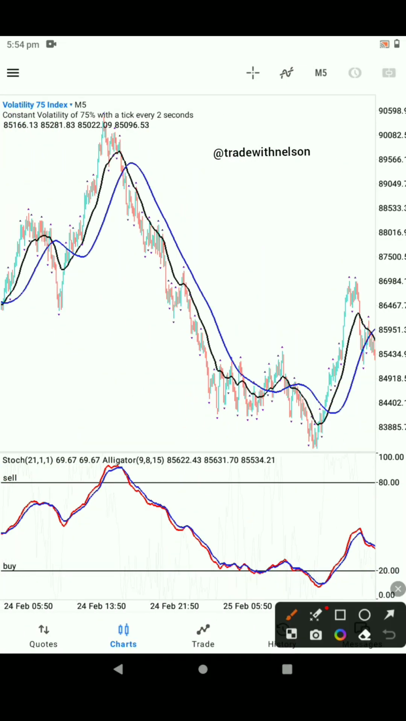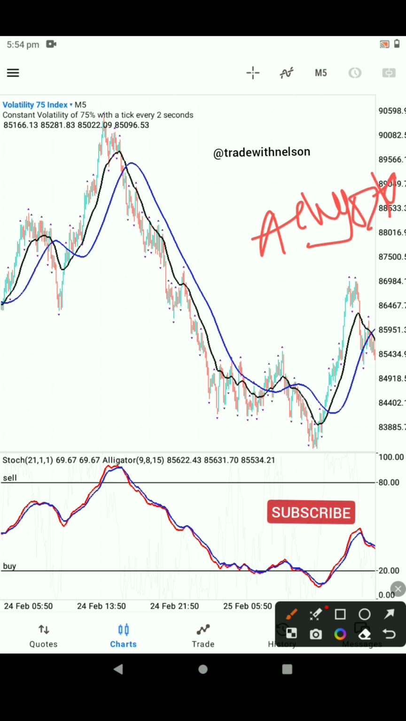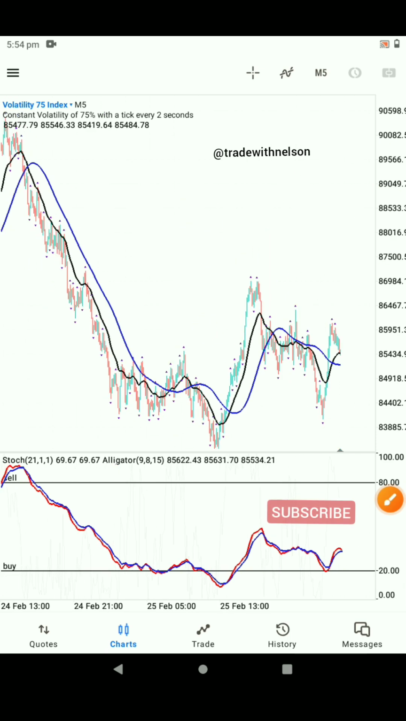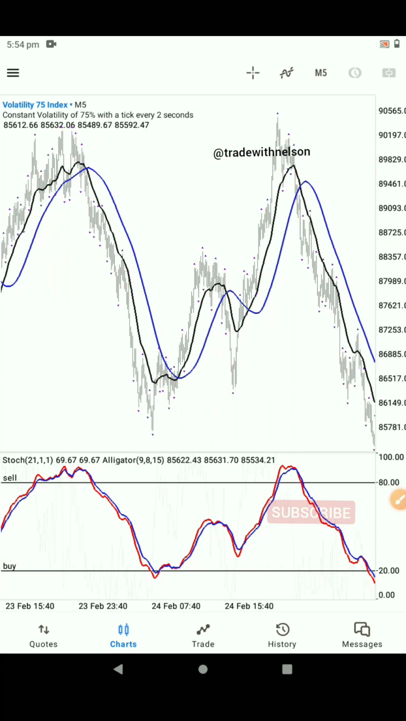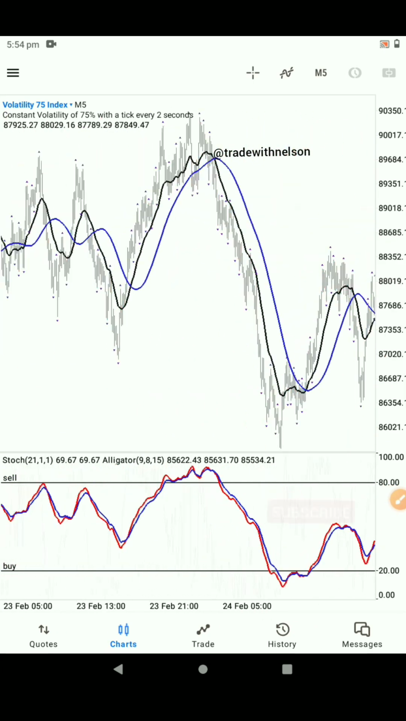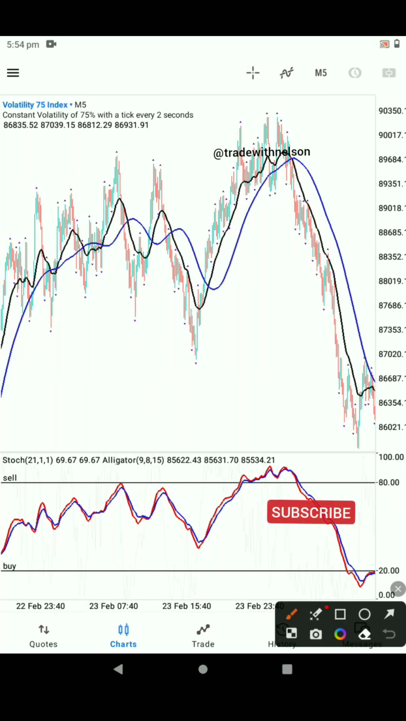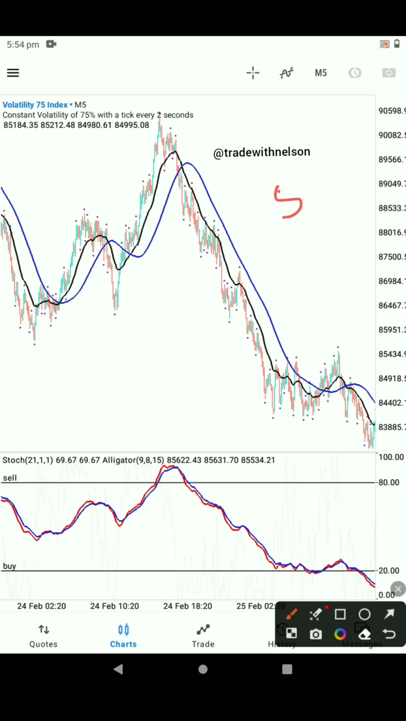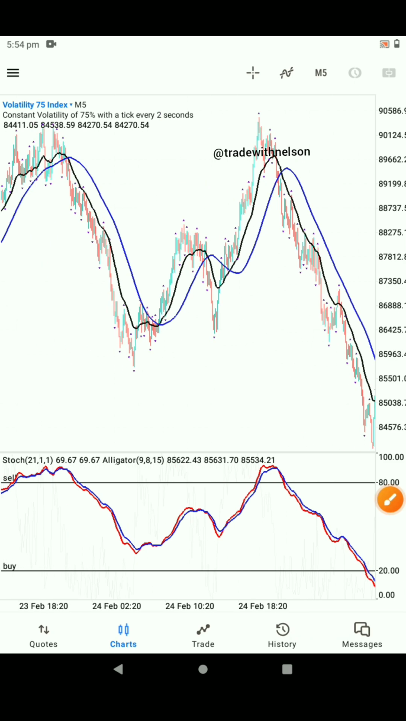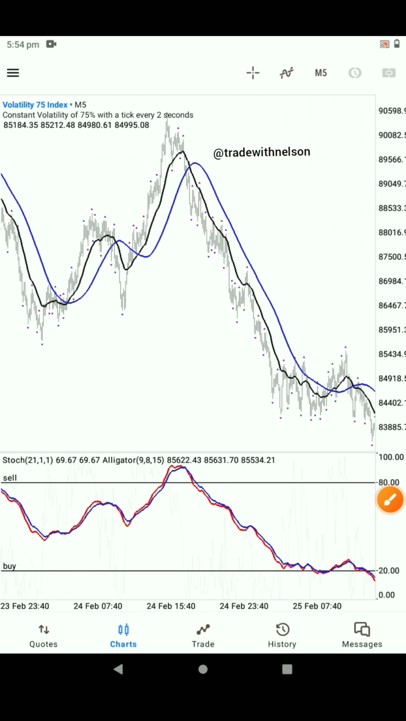So this strategy, I call it the alligator strategy because the main indicator we'll be using is the alligator indicator. This indicator, I've seen, is one of the best indicators to use in MT4 for the volatility index market. As you can see, I am on the 5 minutes time frame and this is Volatility 75. This strategy only uses the 5 minutes time frame. That is where you determine your direction and also where you determine your entry.